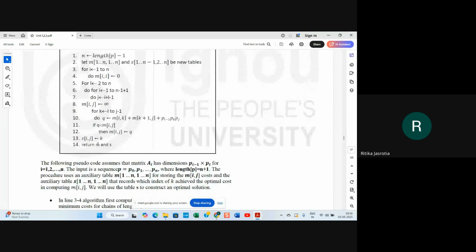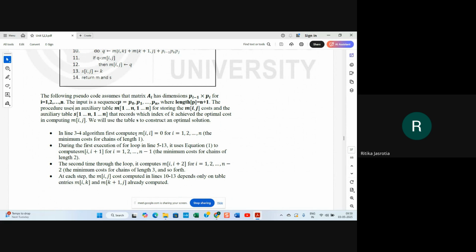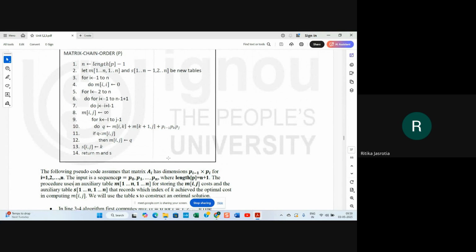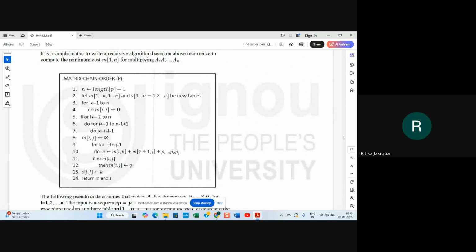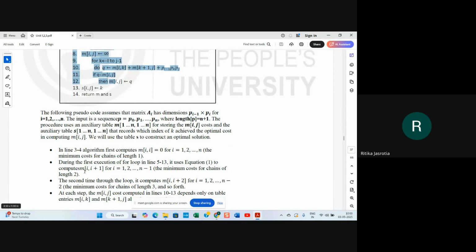In lines 3 and 4 here, the algorithm first computes m[i, i] equal to 0 for i equal to 1 to n, the minimum cost for chains of length 1, right? Which is actually 0 when both values are the same. During the first execution of the for loop in lines 5 to 13, it uses equation 1 to compute m[i, i+1] for i equal to 1 to n minus 1, the minimum cost for chains of length 2.